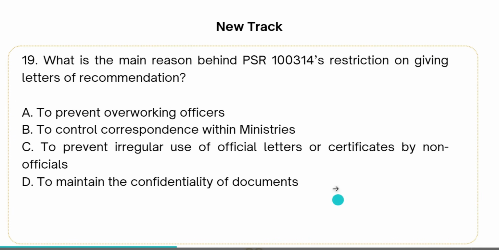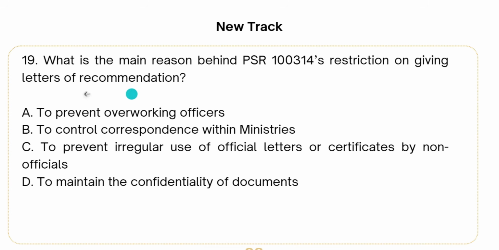Question number 19. What is the main reason behind PSR 1003 paragraph 14's restriction on giving letters of recommendation? A. To prevent overworking officers. B. To control correspondence within ministry. C. To prevent irregular use of official letters or certificates by non-officials. And D. To maintain the confidentiality of documents.